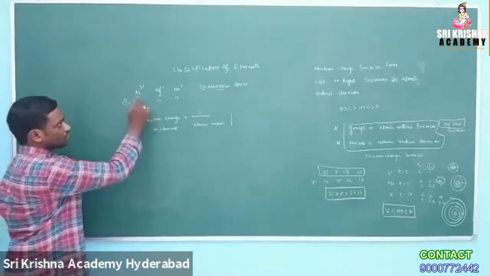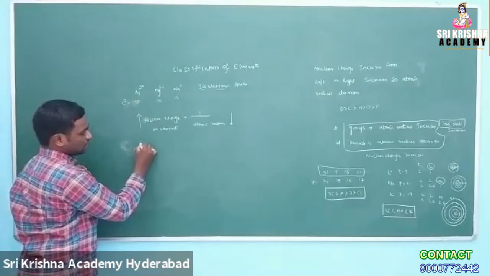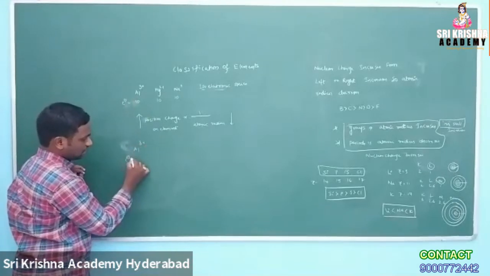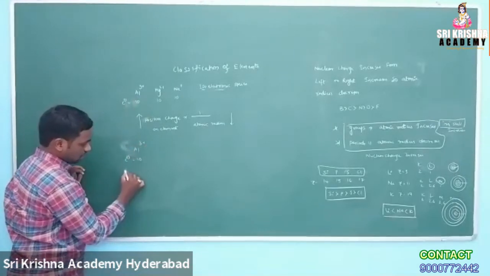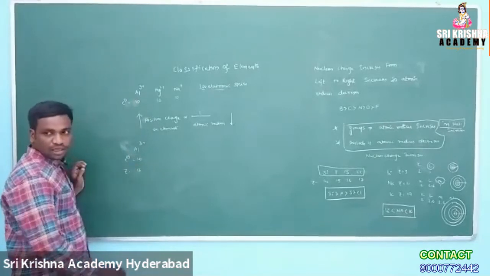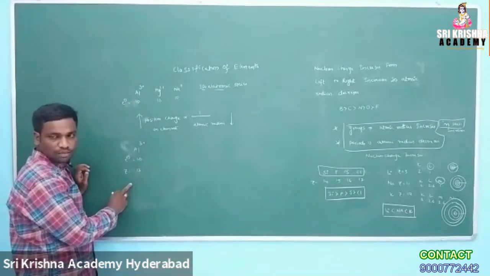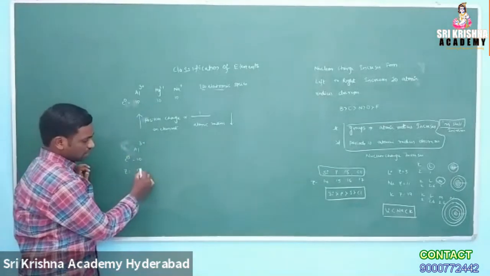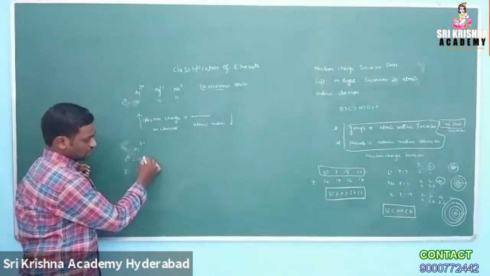Why? Suppose aluminium 3 plus is there. Aluminium 3 plus number of electrons is 10. The atomic number Z is 13, and 13 atomic number means the number of protons is 13. So 13 protons are there here, and only 10 electrons.